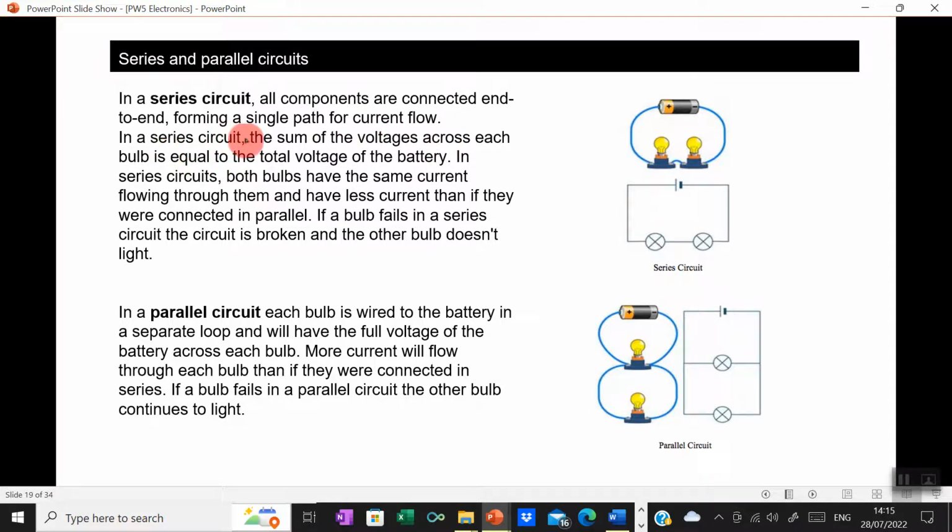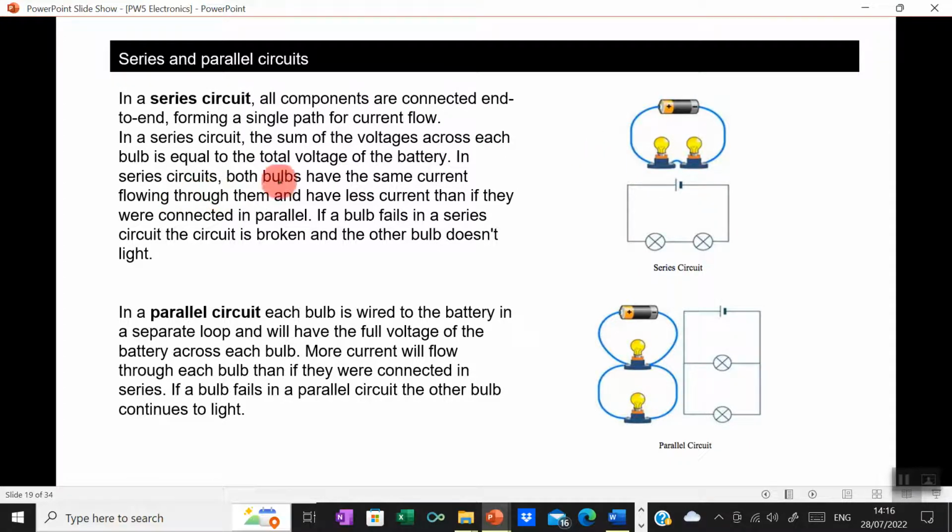In a series circuit, the sum of the voltage across each bulb is equal to the total voltage of the battery. So if you were to check the voltage of this bulb and the voltage of this bulb, you'll find the two of them will add up to the voltage of the battery. So if the battery was a 9-volt battery, let's say, if you check the voltage on this light, it's going to be 4.5. If you check it on this light, it's going to be 4.5. And then when you add the two of them together, they're the combined voltage of the battery. So essentially what's happening is the pushing power, or the voltage, is shared, so each light is not getting the full voltage from the battery.